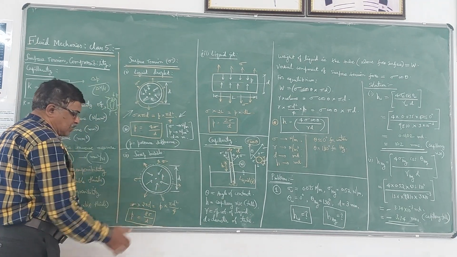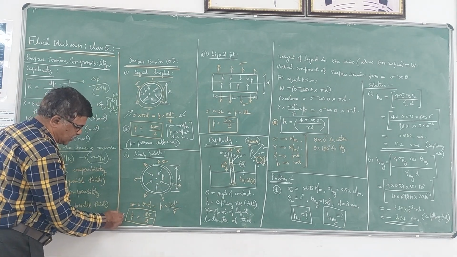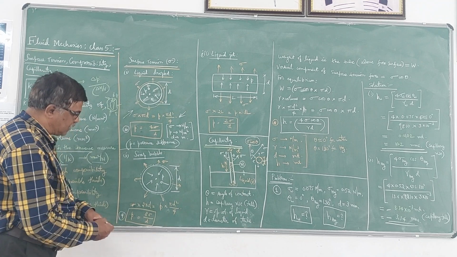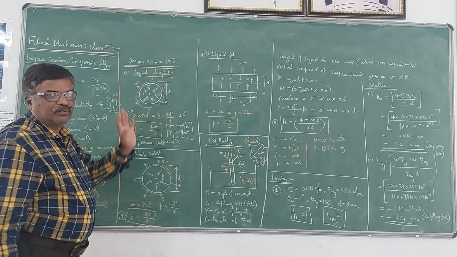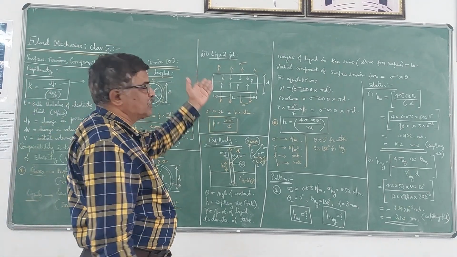So in this case P becomes 8 sigma by d. So see the difference here. In this case the pressure will be almost double that of the pressure in the liquid droplet. Now coming to the liquid jet.